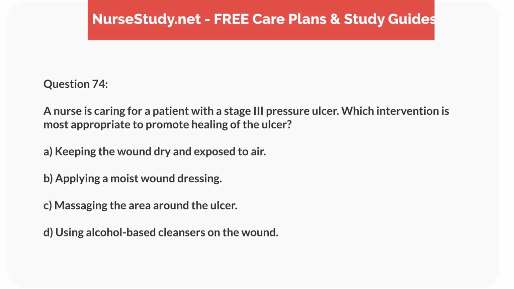Question 74. A nurse is caring for a patient with a stage 3 pressure ulcer. Which intervention is most appropriate to promote healing of the ulcer? A. Keeping the wound dry and exposed to air. B. Applying a moist wound dressing. C. Massaging the area around the ulcer. D. Using alcohol-based cleansers on the wound.